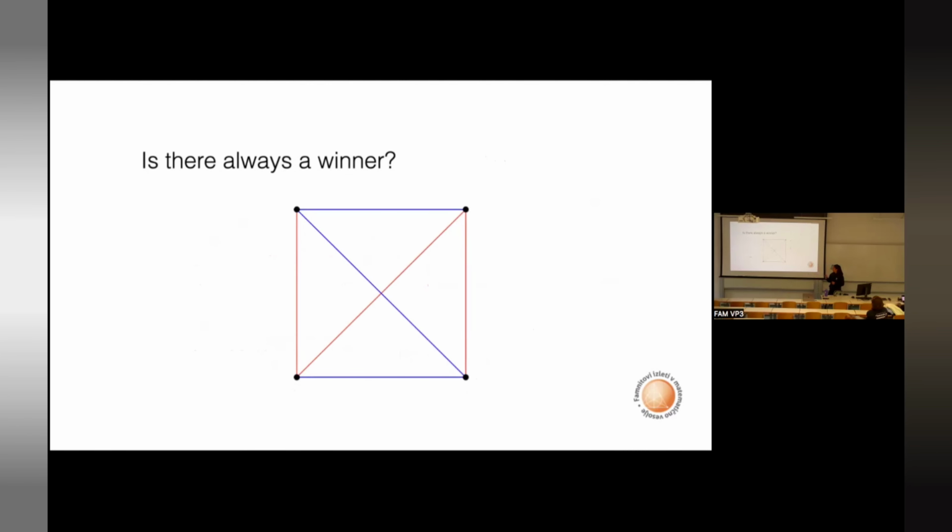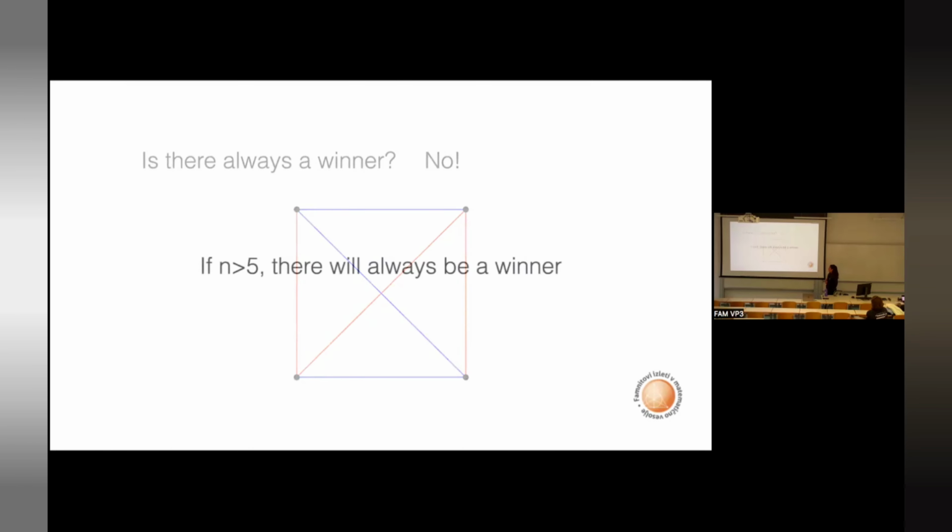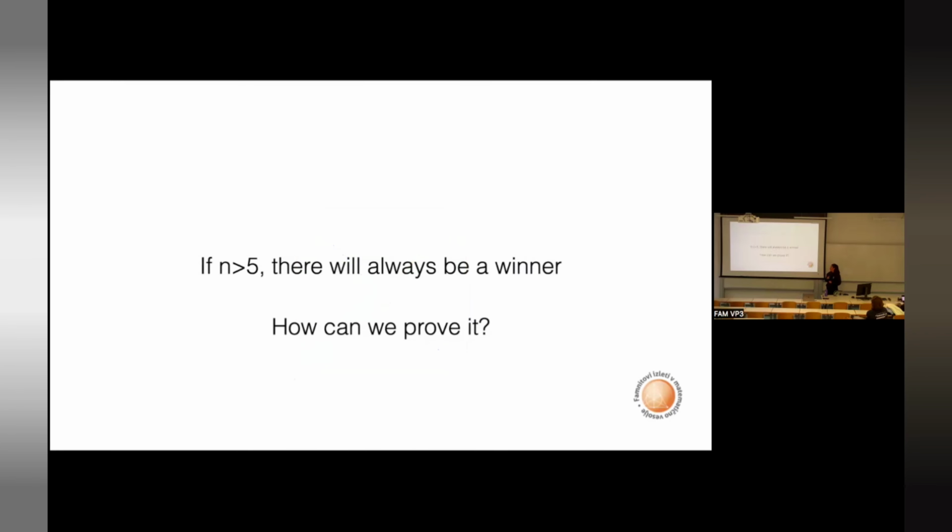This is a very small example. Here we have 4, if we start with 4 points, and these 2 players play in this way, there is no winner. We don't have a blue triangle or a red triangle. So we don't have a winner. But if I have more than 5 points, there will always be a winner. How can we prove this?